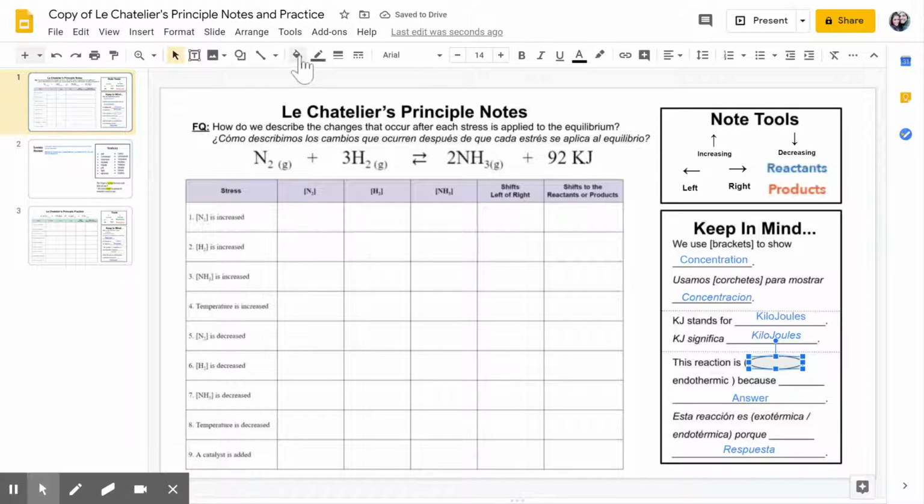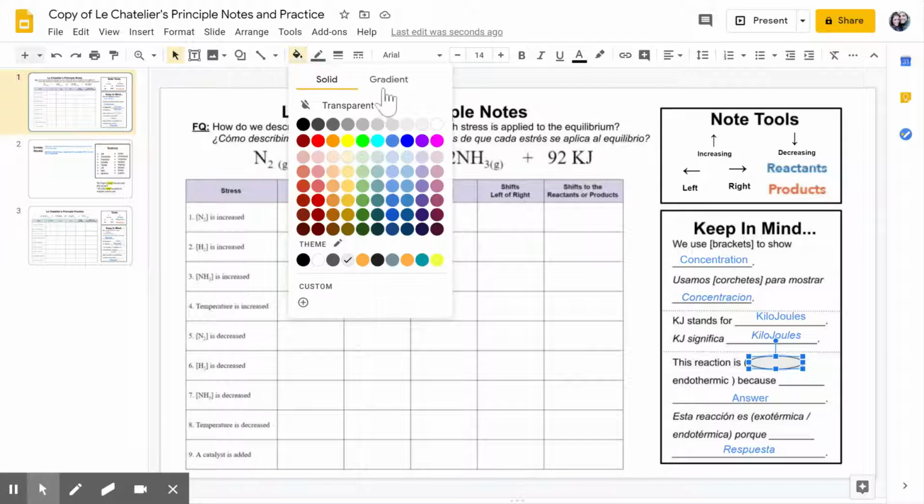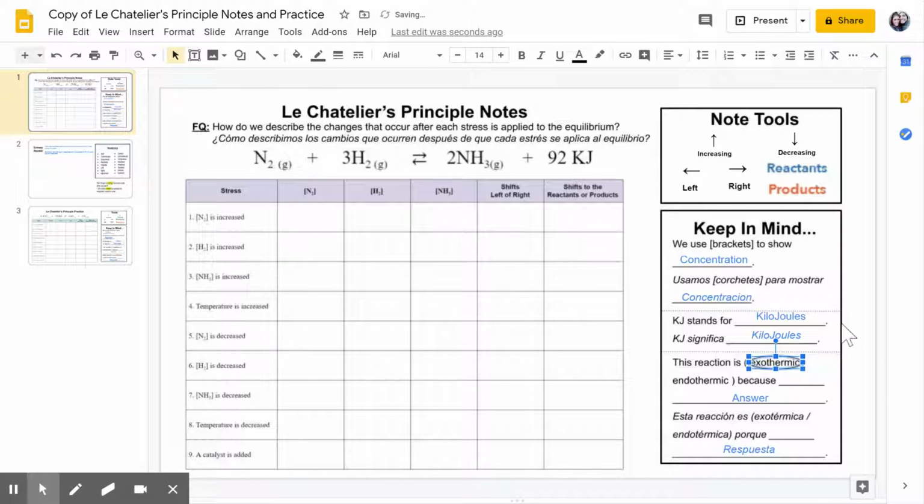Let me change that background. I'm going to change the fill color to transparent so I can see that it is exothermic, okay? I'm going to do that again down here. So en español, esta reacción es exotérmica. And again, if I'm pronouncing this stuff wrong, y'all need to let me know so I don't make your ears bleed, okay?